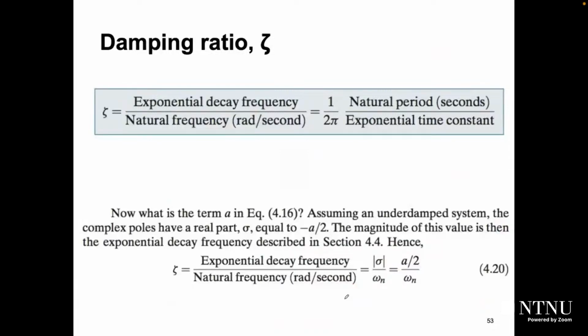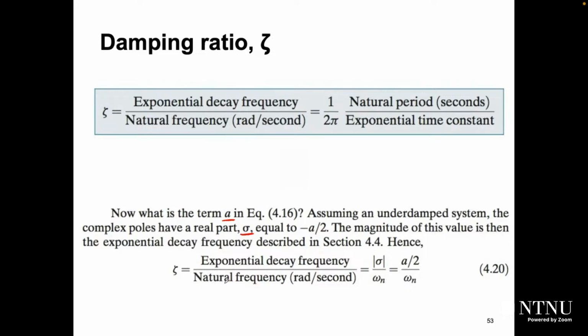Now the definition of the damping ratio: it's the exponential decay frequency divided by natural frequency, which is in rad per second. Or it will be 1 divided by 2 pi multiplied by the natural period divided by the exponential time constant. So what is the term A in the equation? Assuming that we have an underdamped system, the complex poles have a real part, which is sigma equal to minus A divided by 2, right? The magnitude of this value is then the exponential decay frequency described in section 4.4.